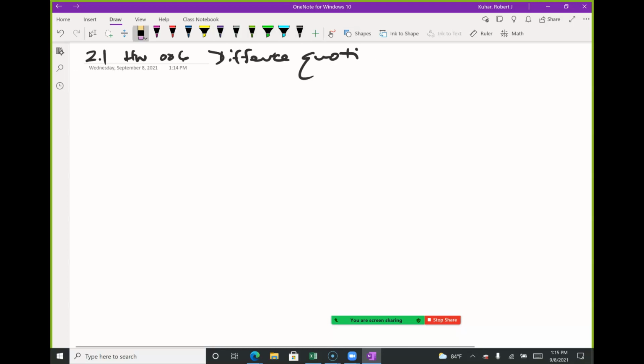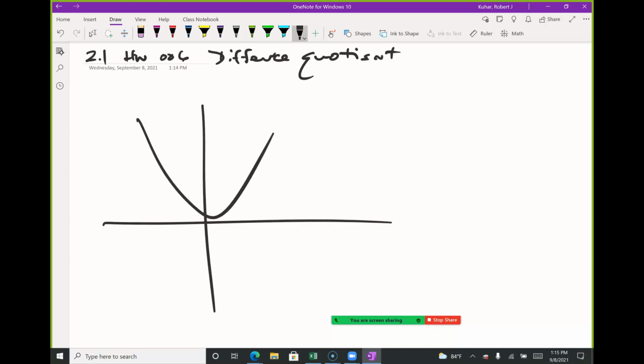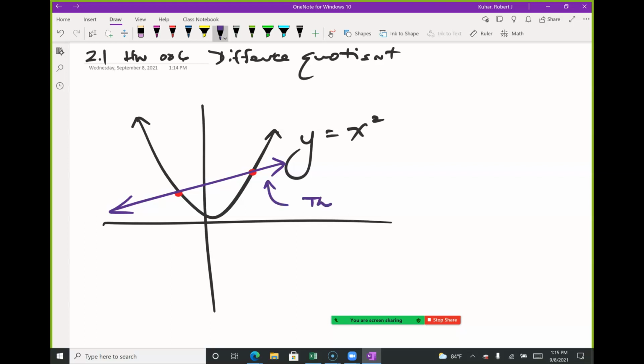So I'm interested in something called a secant line. So I'll take a particular function, x squared, and I will grab 2 points on the function and draw the line between them, and that purple line is called a secant line. So we want to come up with a formula for the slope of the secant line.